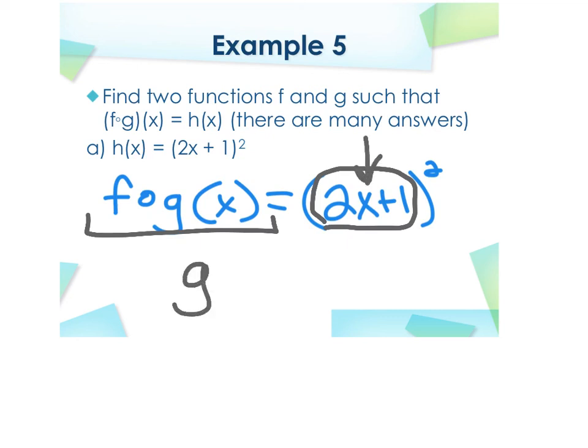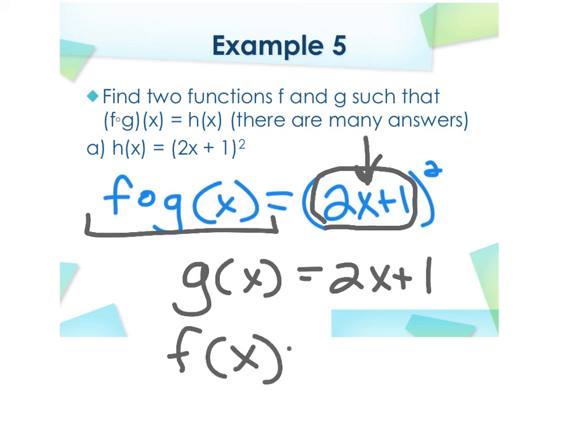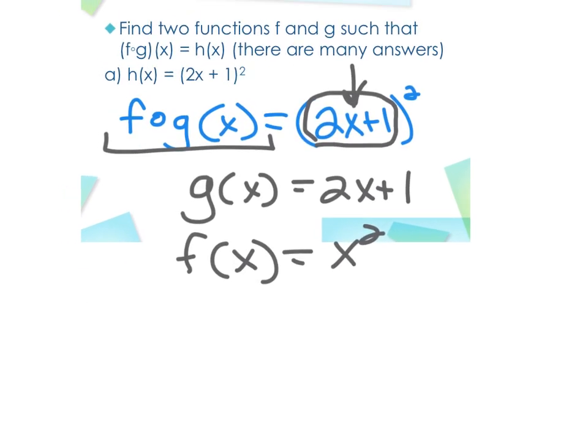I can make g of x 2x plus 1. And then what do I want to do to 2x plus 1? I want to multiply by 2x plus 1, or what is it called when you multiply something by itself? I want to square it. So I could do f of x is x squared. So does that result in this if I take this and I plug it in here? Yeah. Do you see that? Easiest way to do it is take what's being grouped together, make that what you are plugging into the secondary one, and then whatever you're doing to the secondary one is what you would make the first one.